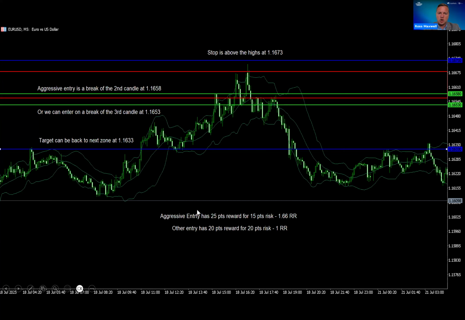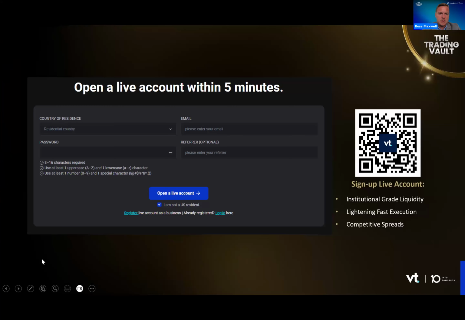So just again, an aggressive entry has a 25-point reward for 15 points of risk, so 1.66 risk to reward. And the other entry has 20 points reward for 20 points risk, which meets our minimum requirement of a 1-to-1 risk to reward. And that's it. That's the presentation.